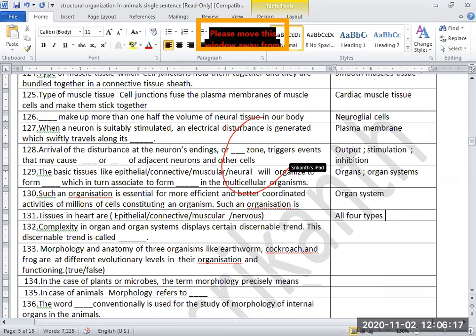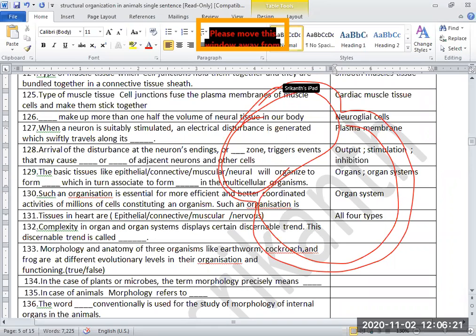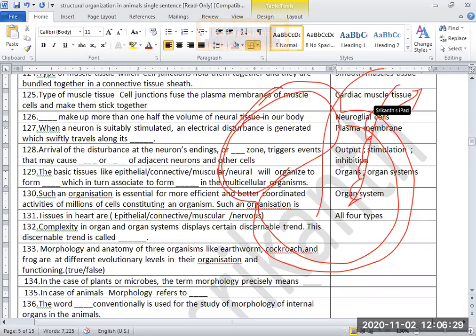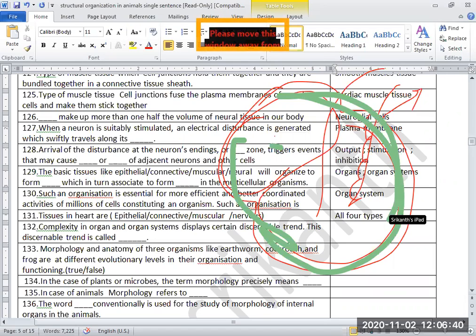The heart is surrounded by the pericardial parietal and pericardial visceral layers. What is that? That is simple squamous epithelium. And the inner lining, the endothelium of blood vessels, we said that is simple squamous, so epithelial tissue is there. And the myocardium of the heart contains cardiac muscles, isn't it? So what is that made up of? Cardiac muscle, muscular tissue. Okay.